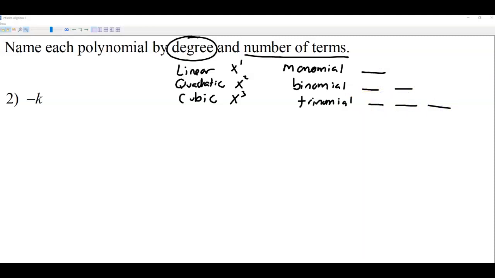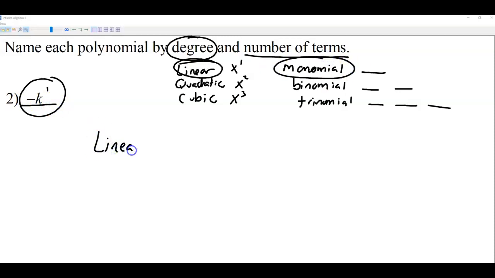So now when I look at this particular problem here, I see that the highest power is a 1, so that makes it linear, and there's only one term, therefore that makes it monomial. So this is a linear monomial.